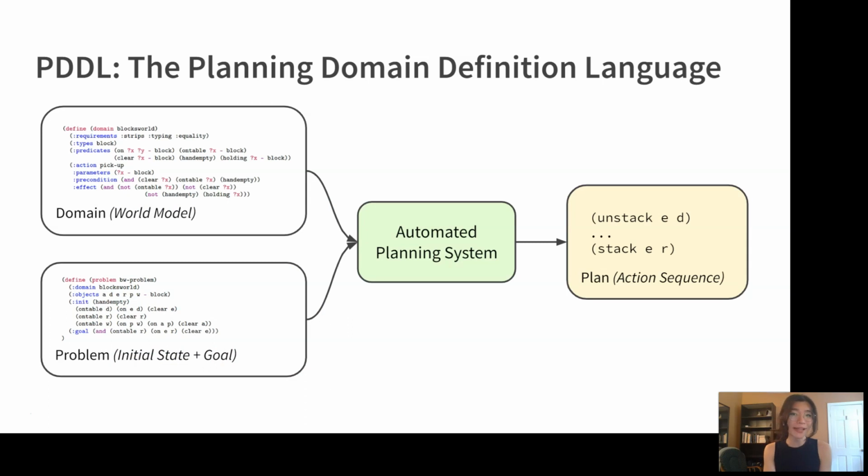Having specified a domain like blocks world, as well as a problem description consisting of the initial state and goal, these PDDL descriptions are typically then fed into an automated planning system, which produces a plan, or a sequence of actions, that solves the problem.